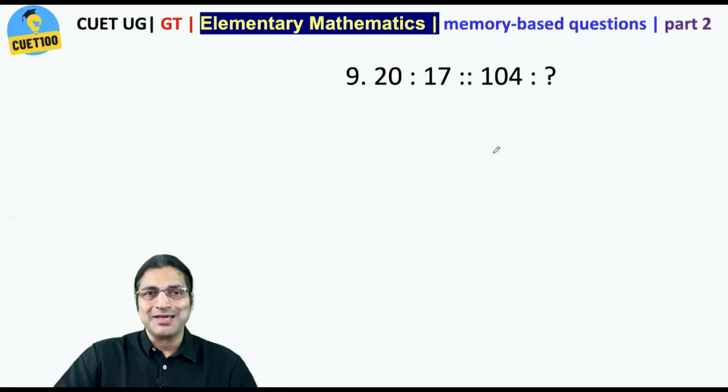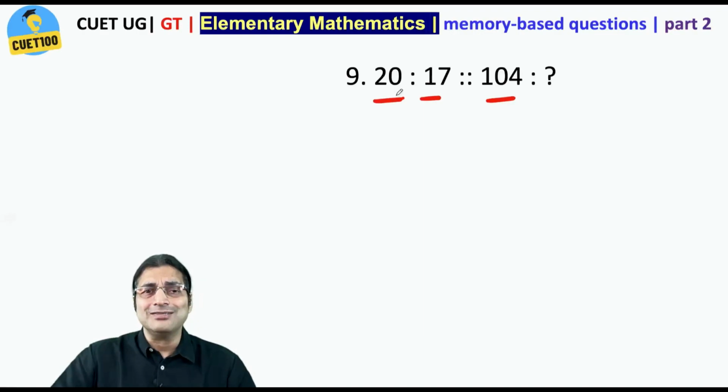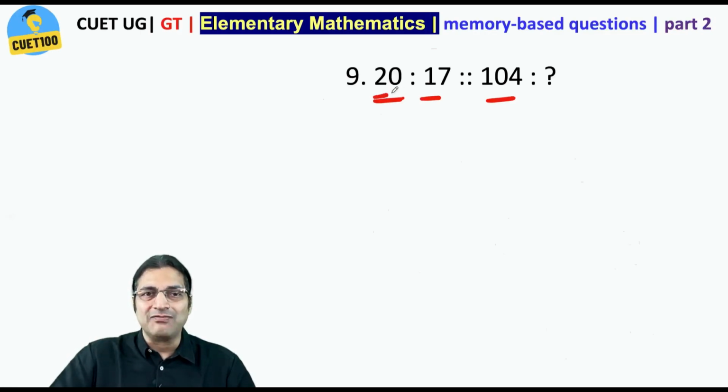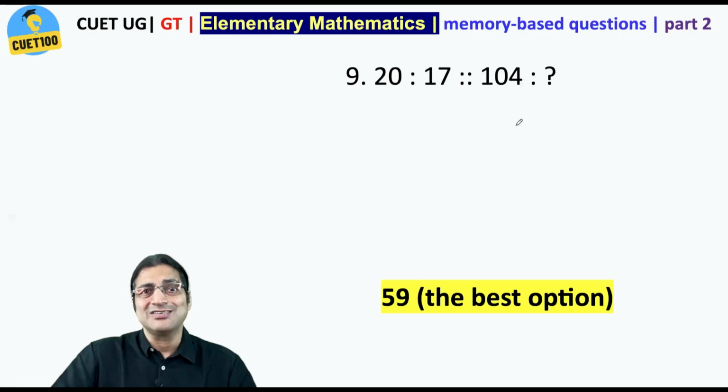20 is to 17, 104 is to. We all found, or many of us found this question to be very weird actually. But here the logic is from the given options. Unfortunately, we do not have all the options here. We could make out that their logic is half of 20 minus 3, 17. So, half of 104 is 52, plus 7, 59. I repeat, half of 20 is 10 plus 7, 17. Half of 104 is 52 plus 7, 59 is the answer.